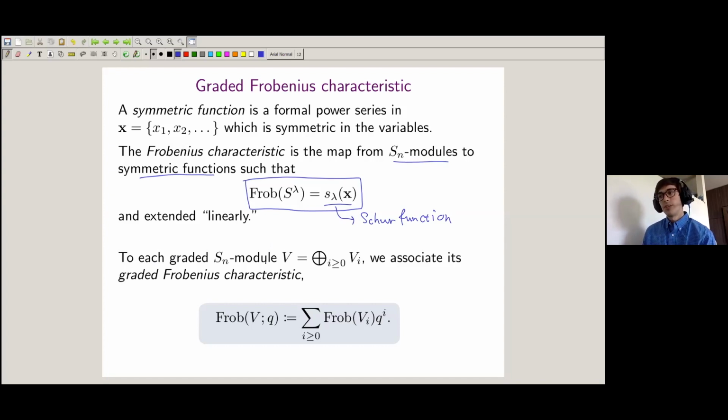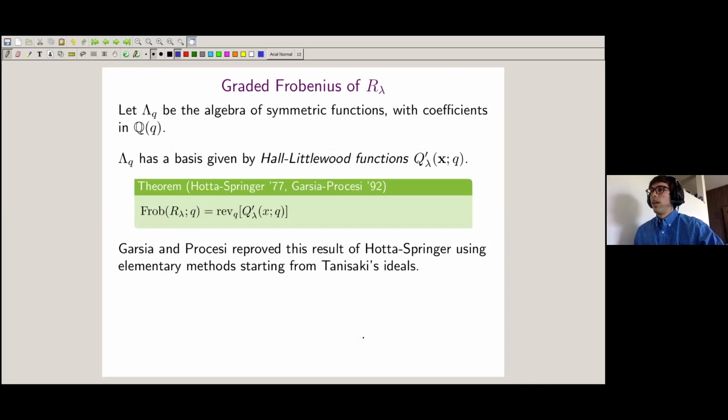And there's also a graded version of this. If you have a graded symmetric group module V, which breaks up into graded pieces V_i, then we'll associate to it the graded Frobenius characteristic. This is the sum over q^i times the Frobenius characteristic of the ith piece. So the q's are keeping track of the degree. And we'll let Λ_q be the algebra of symmetric functions with coefficients in the field where you adjoin this parameter q. And this algebra has a nice basis called the Hall-Littlewood functions.